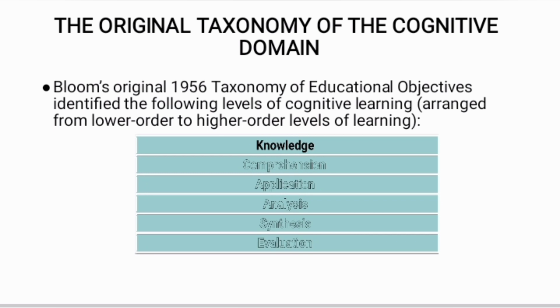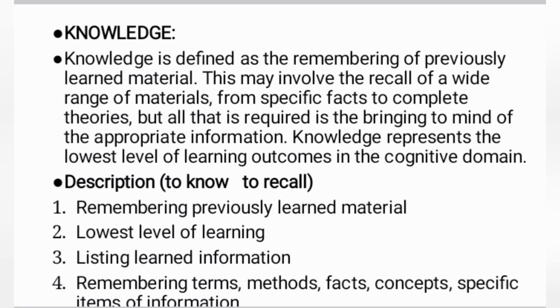What is knowledge? Knowledge is defined as the remembering of previously learned material. This may involve the recall of a wide range of materials from specific facts to complete theories, but all that is required is the bringing to mind of the appropriate information. Knowledge represents the lowest level of learning outcomes in the cognitive domain.